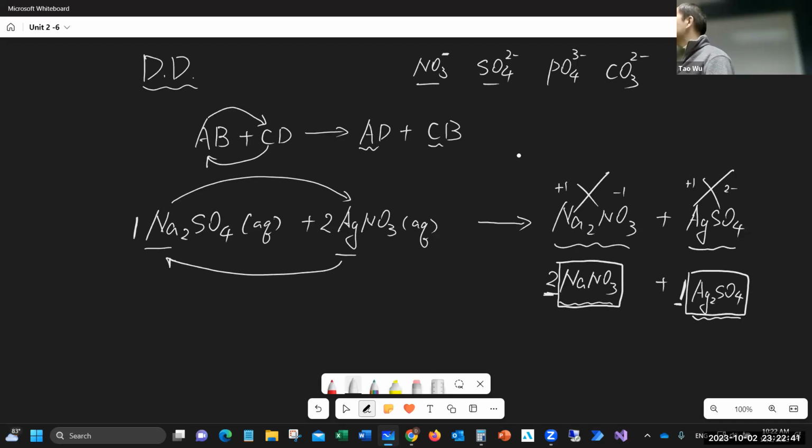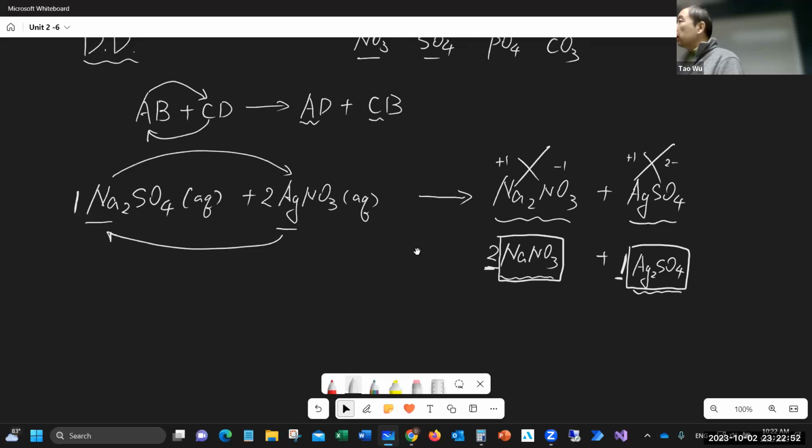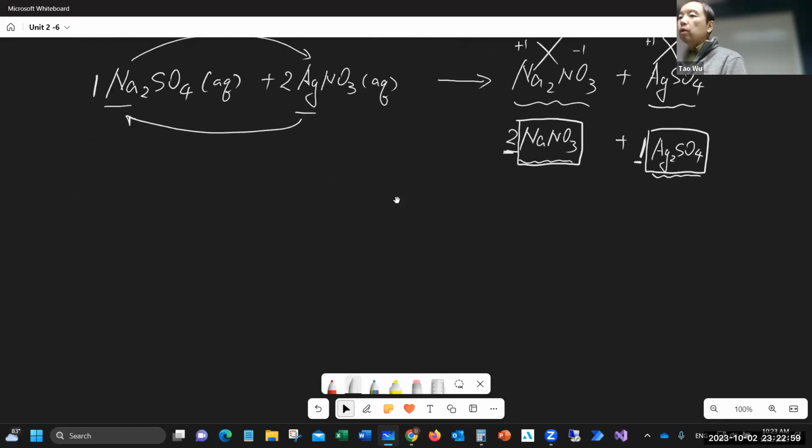Any questions? Amber? Eliza? No? Okay, so this is how you predict it. The major thing is to predict the correct formulas. Okay, so now please go ahead and work on the following one.